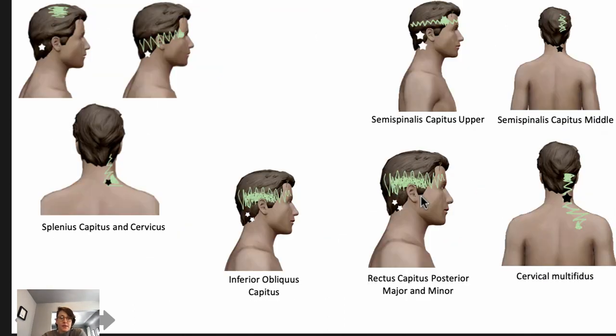So we also have to consider some muscular contribution in cervical headache. So we have splenius capitis and cervicis here on the left, and you see those pain referral patterns, and then some spinalis capitis, the upper portion and the middle portion here on the right, inferior obliquus, and then rectus capitis posterior, major and minor, and then cervical multifidi, and that'll vary a lot based on which level it is.